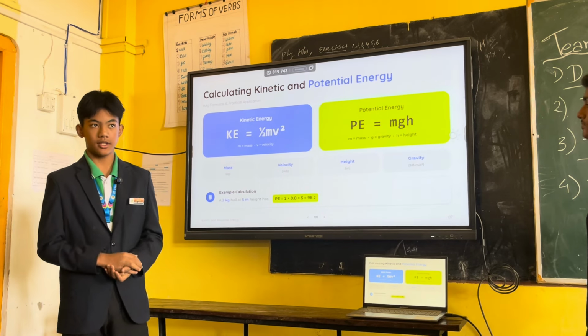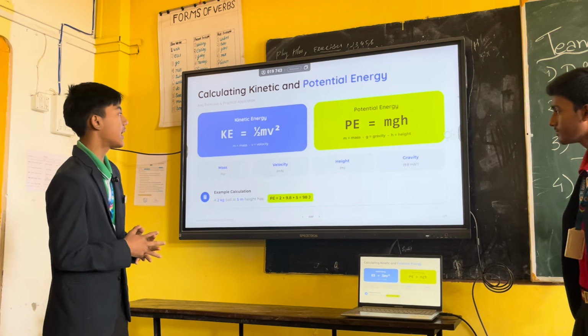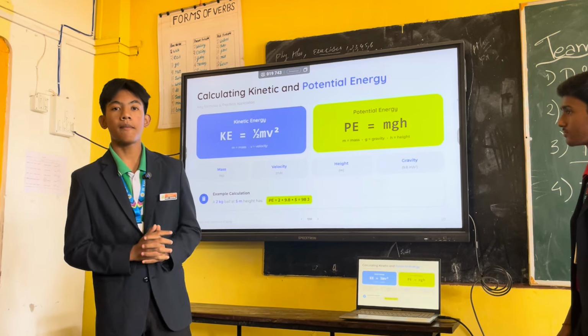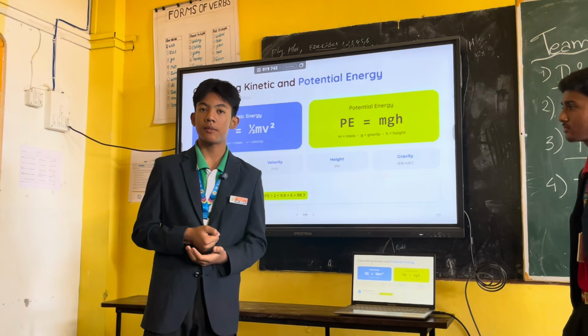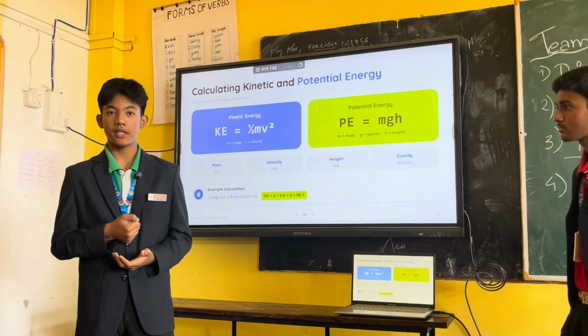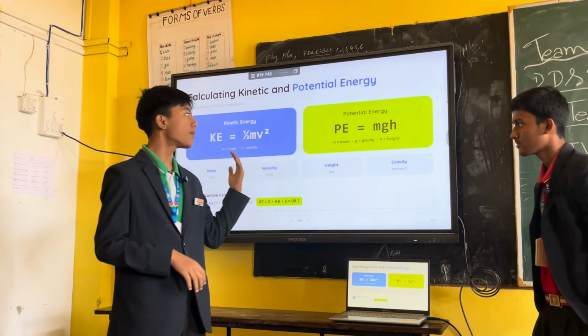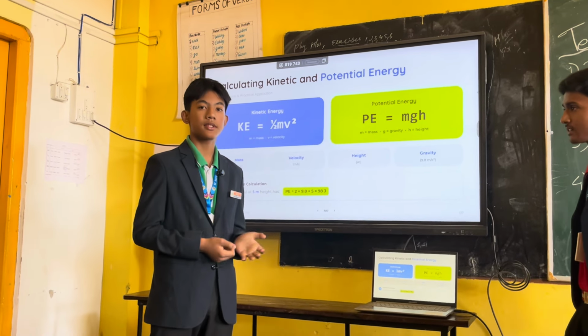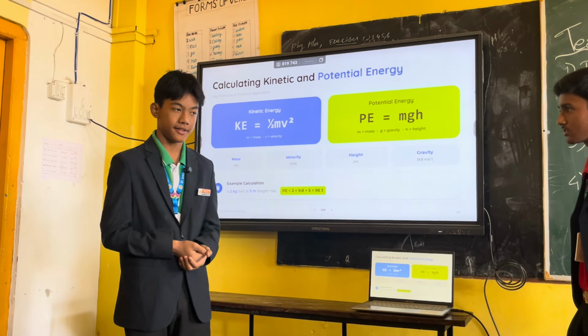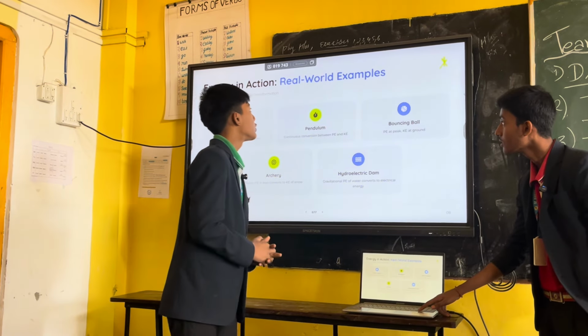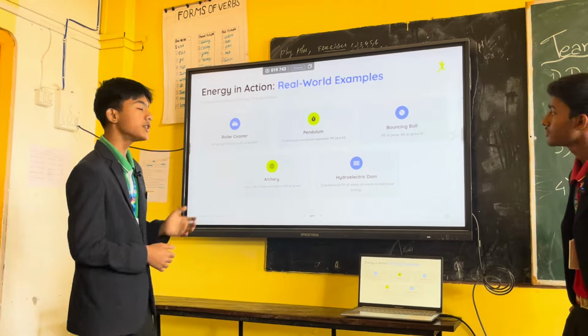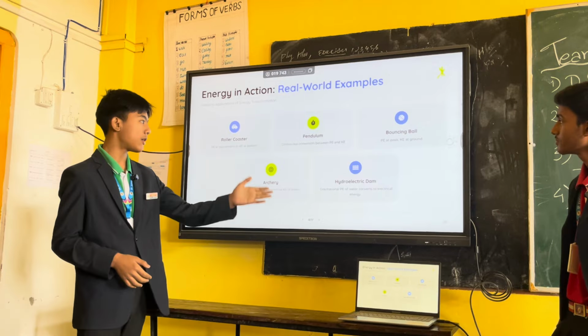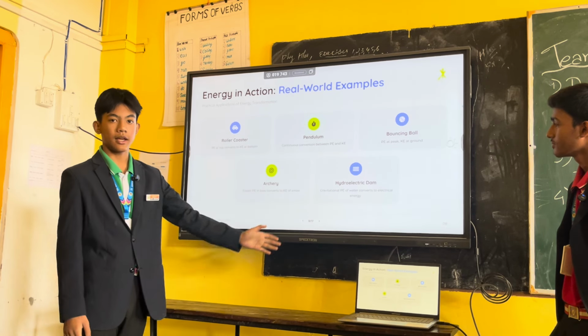Calculating kinetic and potential energy. The formulas: kinetic energy equals half m v squared. Here m represents mass, v represents velocity. And in the case of potential energy, it is m g h, where m equals mass, g equals gravity, and h equals height. So here are real world examples: roller coaster, pendulum, bouncing ball, archery, and hydraulic dam.